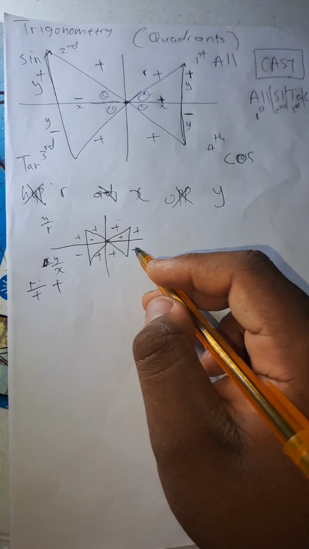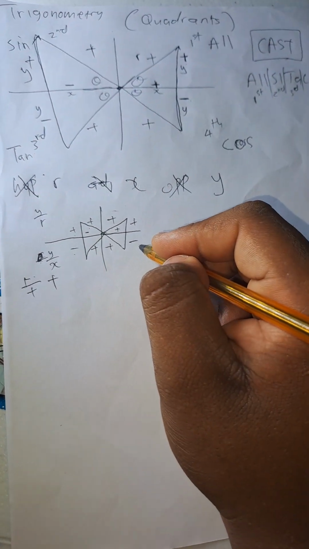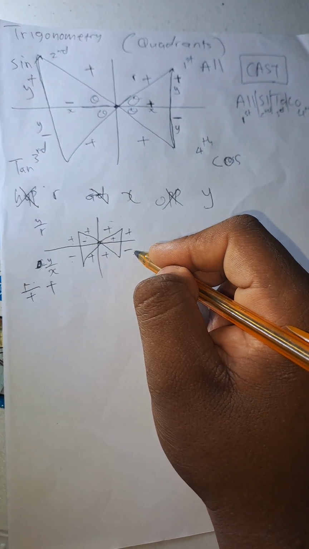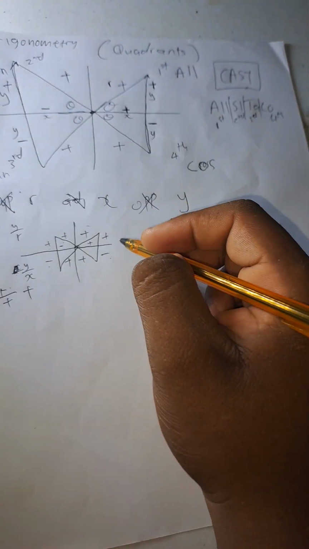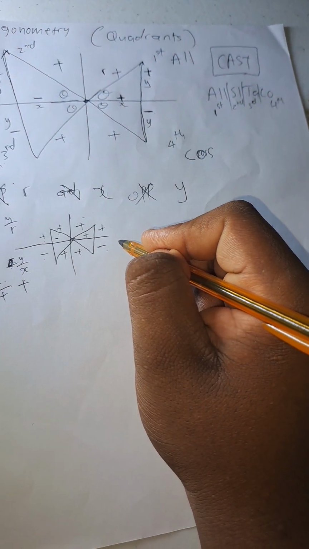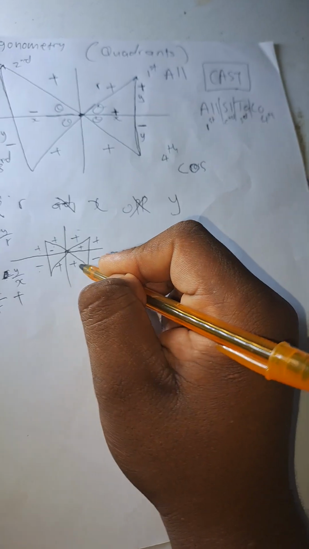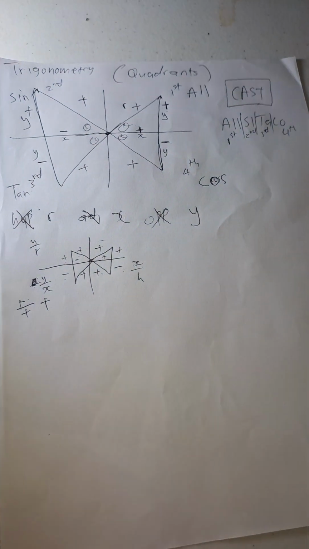So let's go to the last one, cos. Since we are saying cos is positive, let's check what cos is. Cos is adjacent over hypotenuse, which is x over r. This is r, which is positive. This is x, which is positive.